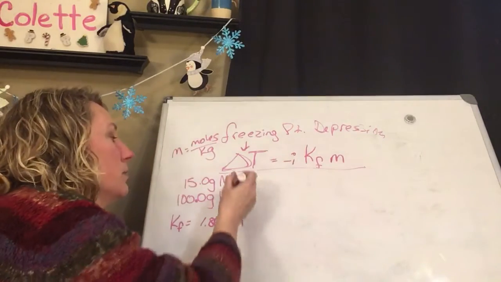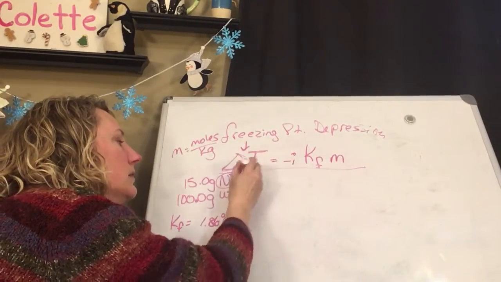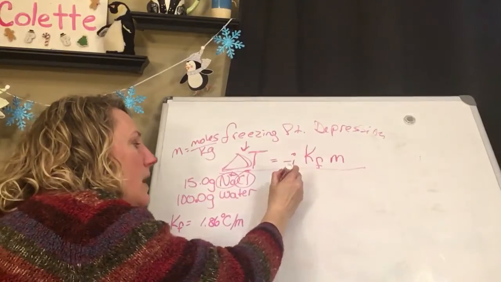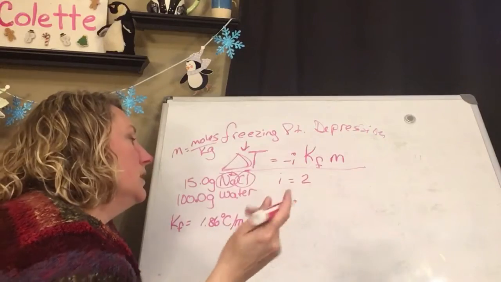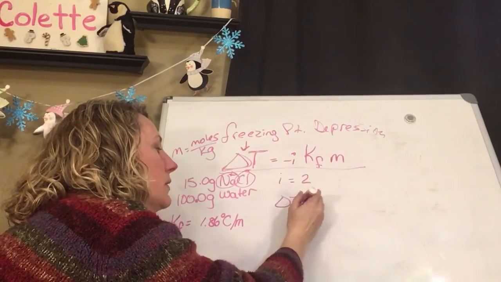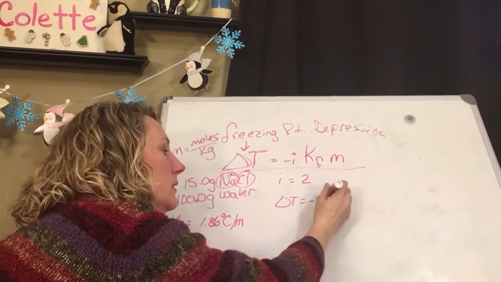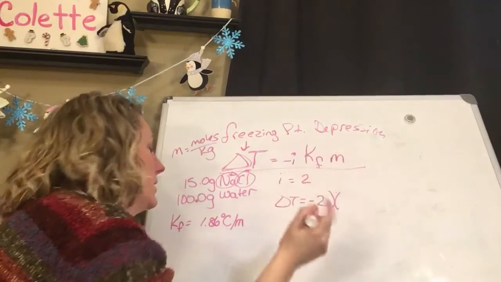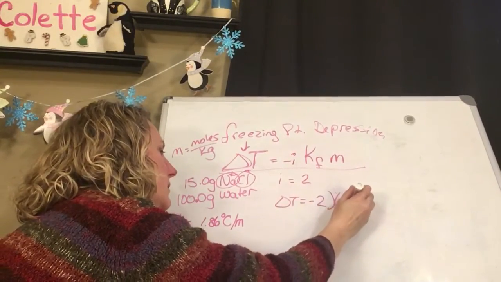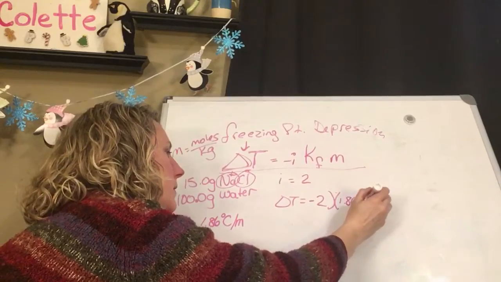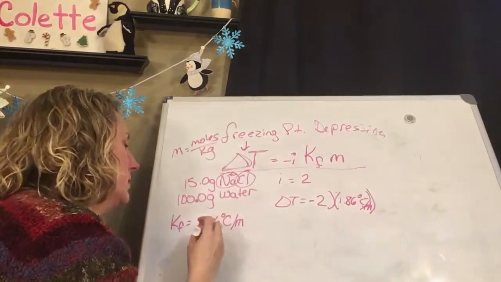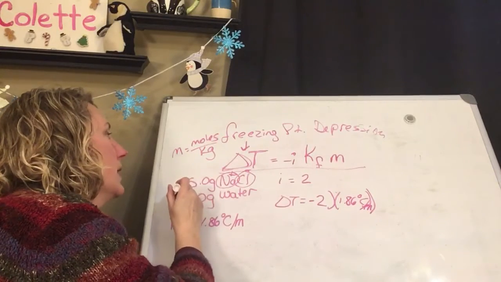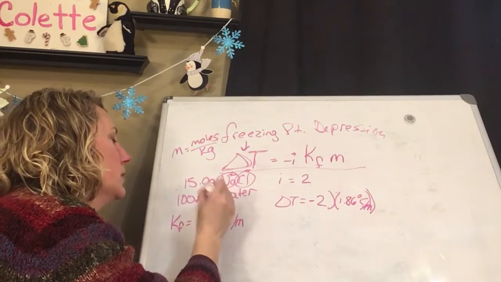So it's going to break into a positive part and a negative part. So its i is going to be 2. It breaks into 2 pieces. So your delta T is going to be negative 2 times your K sub F, which is 1.86 degrees C per m. And we have to figure out what my m is. And my m is going to be my moles per kilogram.